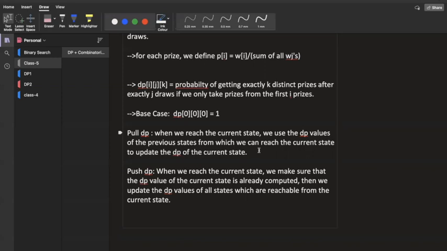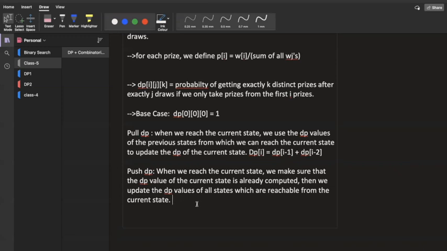For example, let's say you are calculating Fibonacci numbers. So what you do is dp of i is dp of i minus 1 plus dp of i minus 2. So this is called pull dp. You use the values of the previous states to calculate the values of the current state.